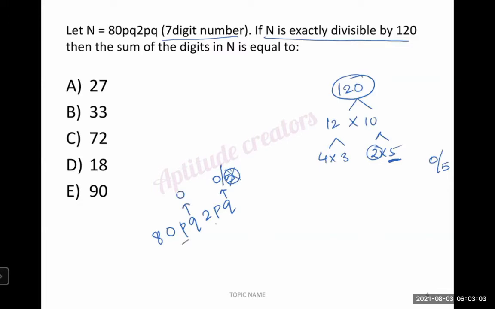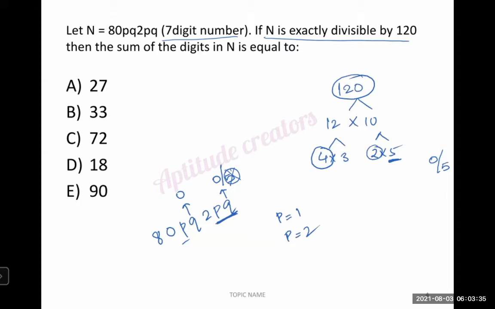Then what about P? What is the divisibility rule for 4? Check last 2 digits. If I am fixing P equal to 1, then it will become 10. 10 is not divisible by 4, right? So what I have to do? I have to take another value. P is equal to 2. Yes, 20, divisible. 4 into 5 will give the result as 20, right? Now what he is asking: sum of the digits of N.